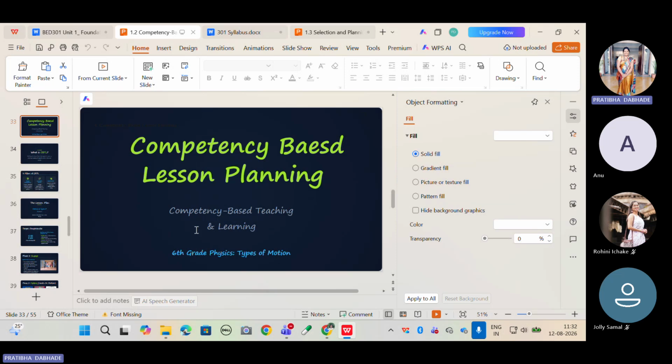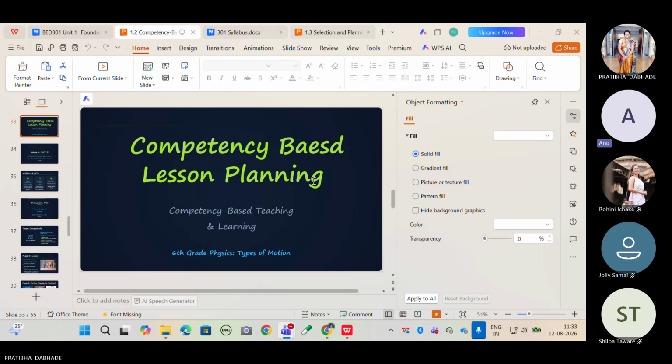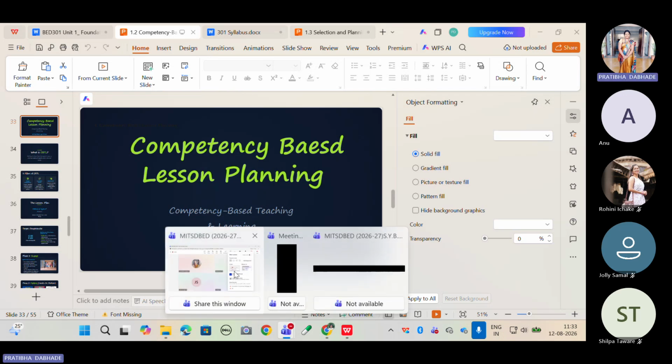Okay. Anu, could you please repeat the 5Es of the 5E model? Yes, ma'am. First one is engage. Second one is explore. Third one is explain, fourth one is elaborate, and fifth one is evaluate. Okay, very good, very good.